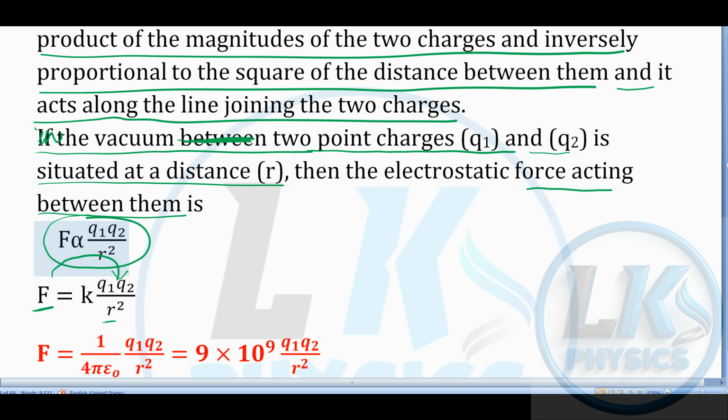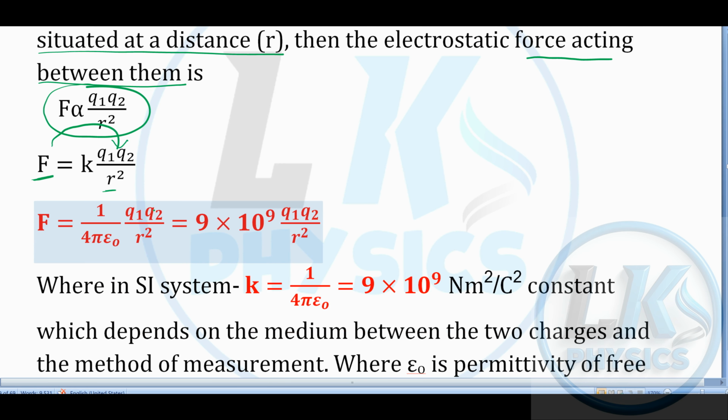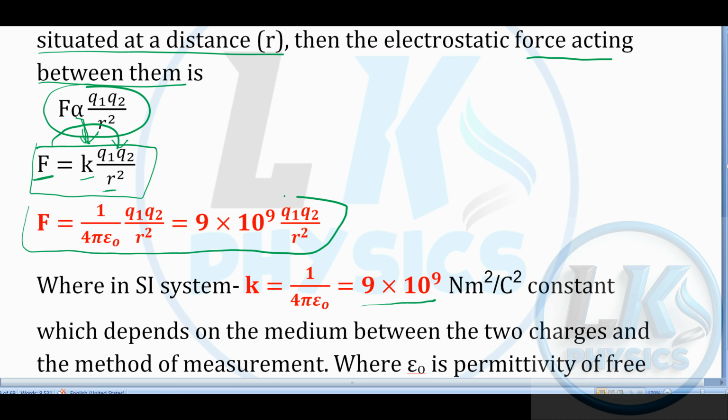In the sign of proportionality, we take a constant k. Then the formula is F equal to k q1 q2 upon r square, where k is equal to 1 upon 4 pi epsilon naught, which is 9 into 10 raised to power 9, and it is a constant value. So the formula can be written as F equal to 1 upon 4 pi epsilon naught q1 q2 upon r square, that is, 9 into 10 raised to power 9 q1 q2 upon r square.